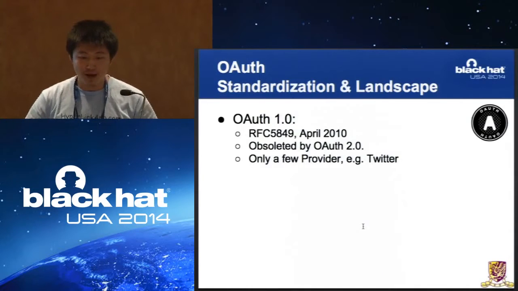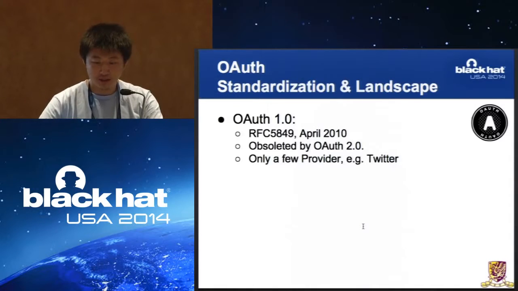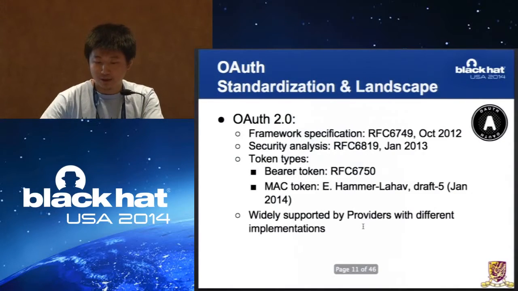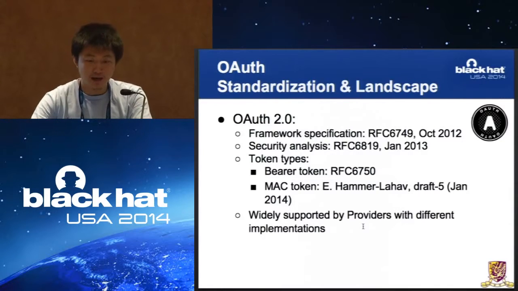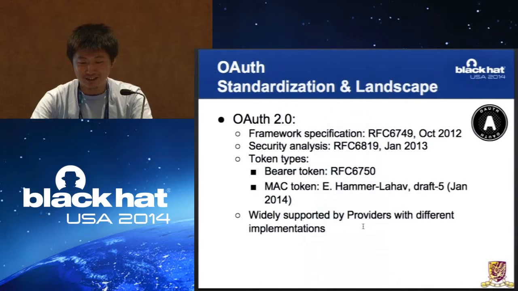Okay, so here's the background of OAuth. You know that OAuth has some history already, several years. The 1.0 version was proposed very early, and it was obsoleted for a long time, and only a few providers are using it now. OAuth 2.0 has a formal framework specification and also has some security analysis. And the current landscape is like that. OAuth 2.0 is very widely deployed by providers. However, nearly all providers implement it in different manner.